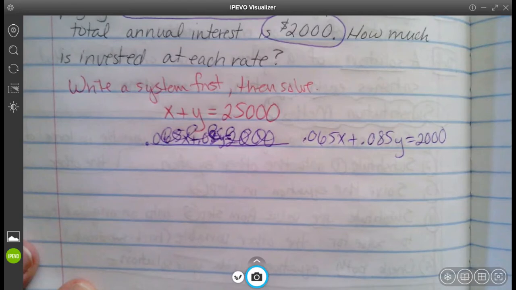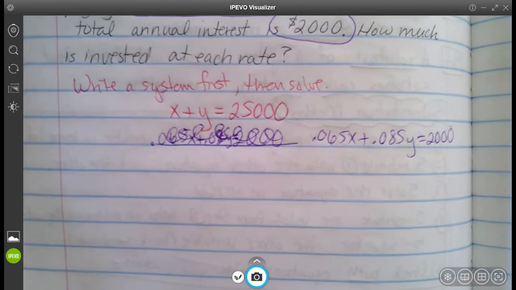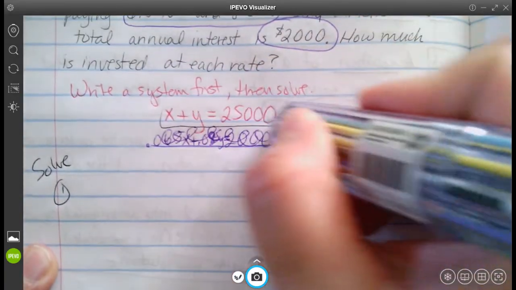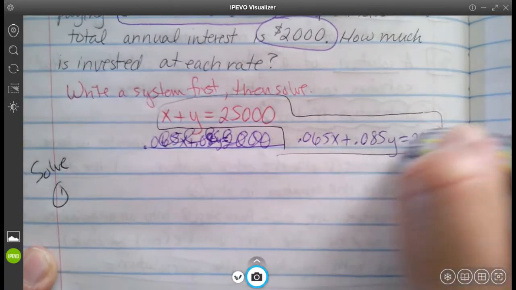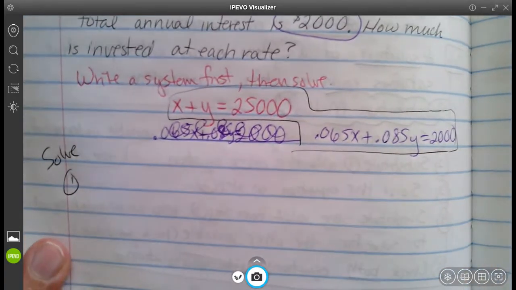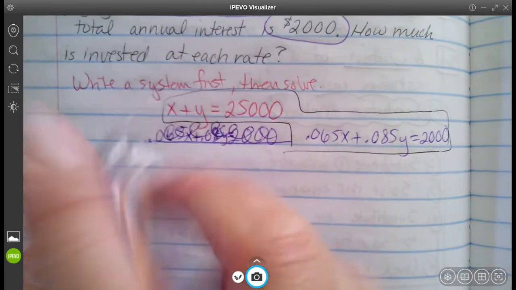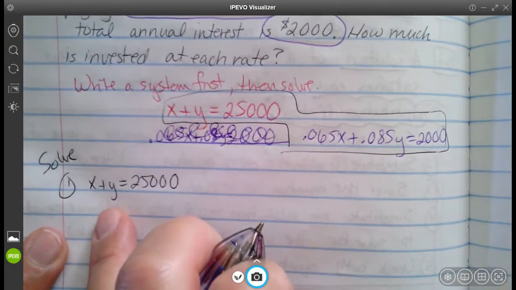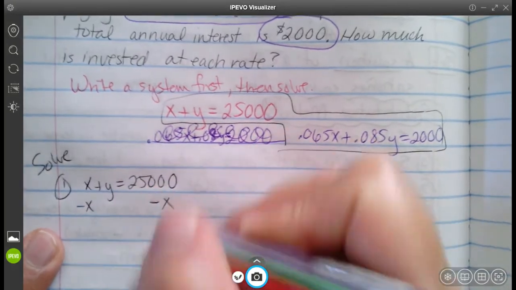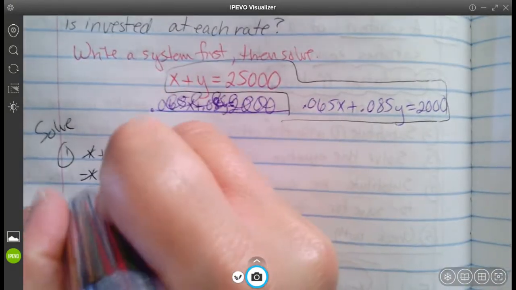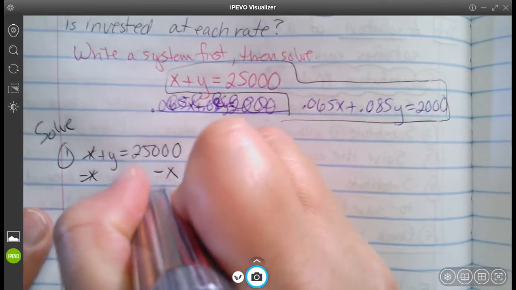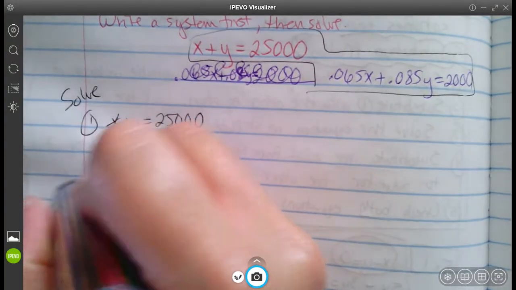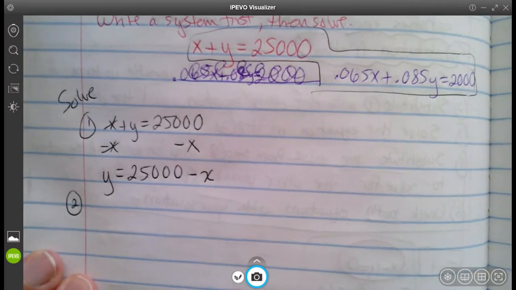Now I'm going to solve it doing the exact same steps that I did on the page before, starting with step number 1. This is our system. Step number 1 says to solve one of these for X or Y. I'm going to take the first one just because it looks less complicated, and get Y by itself. So I'm going to subtract X from both sides. I'm left with $25,000 minus X.